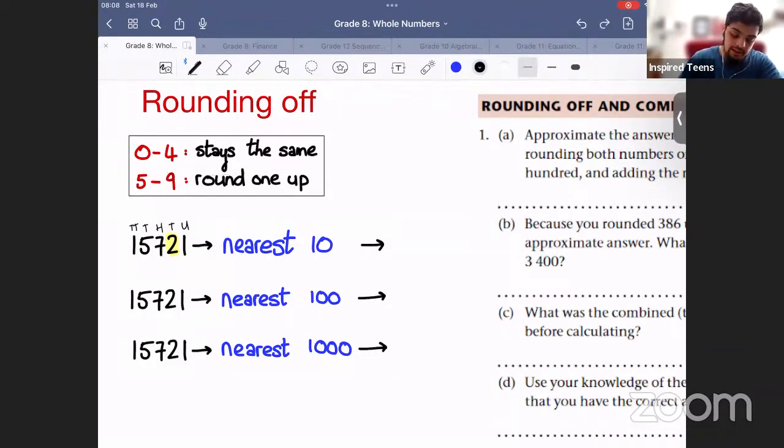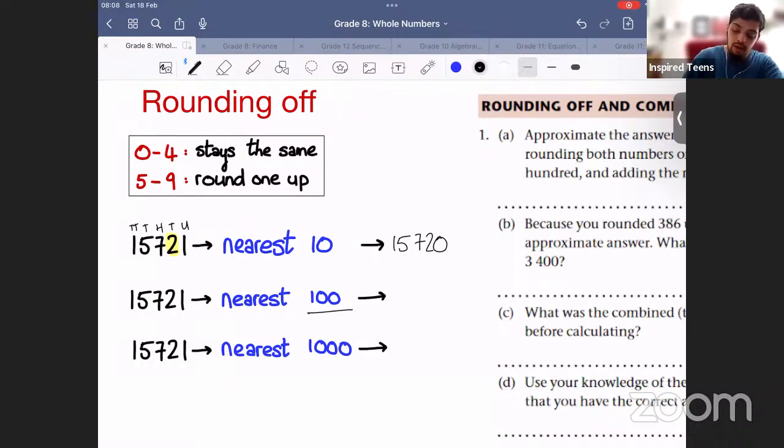So in that case, the closest 10 to 21 is actually 20. So we're going to round this guy off to 15720. Because remember, the units is 1, which is from 0 to 4, so it remains the same. And the closest 10 to 21 is 20 and not 30. So that's why we write 20.